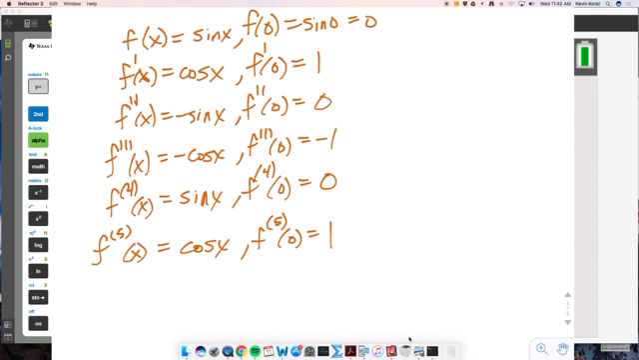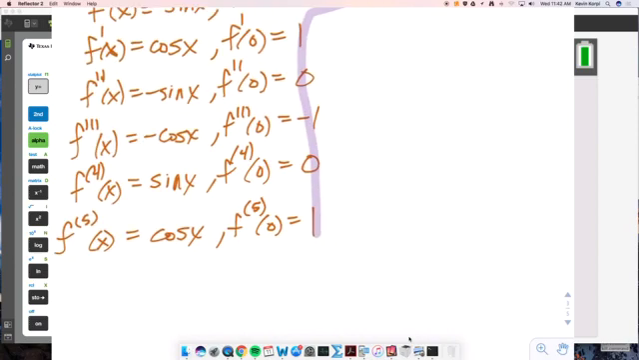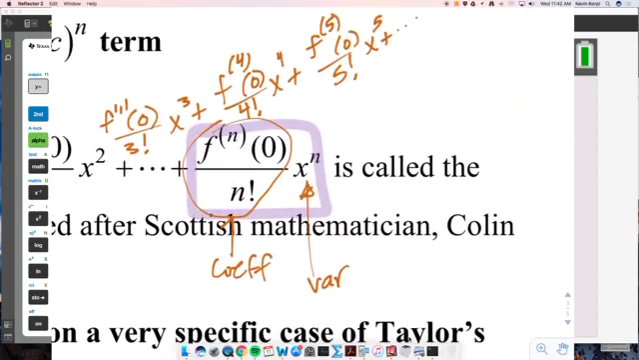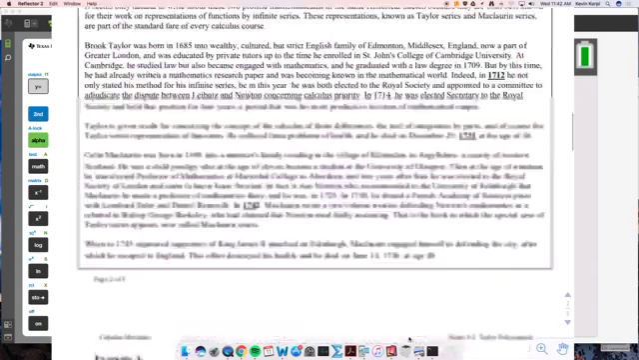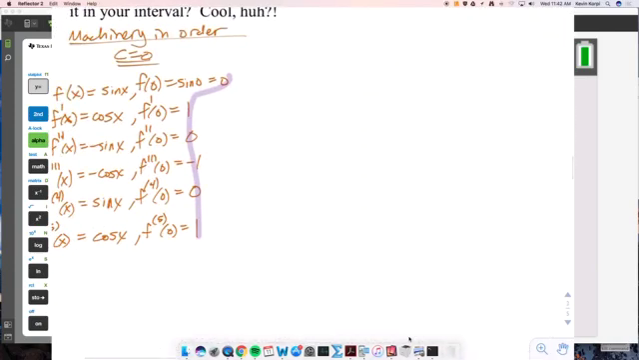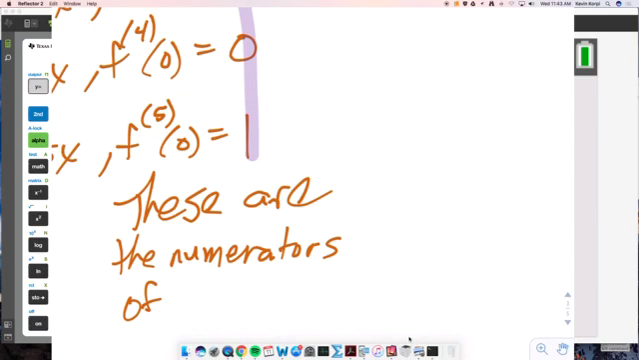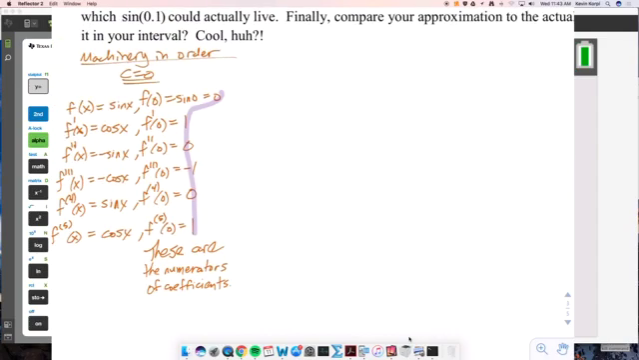So what we're doing here, we're not generating the coefficients of the polynomial. We're generating the whats. These are the numerators of the coefficients. That's very important. Let's write that out there. These are the numerators of the coefficients. We don't really need to generate the denominator separately because it's just n factorial as we go.